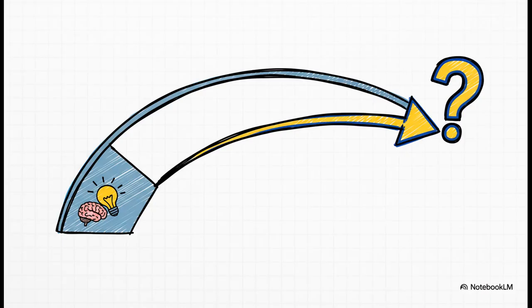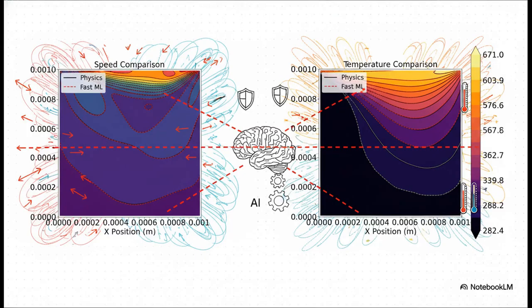But here comes the real test for any AI model. Can it generalize? Can it predict something it has never ever been trained on? So the researchers decided to throw it a major curveball. They trained the AI on data up to 200 meters per second, and then they tested it on an extreme case at 800 meters per second. That's 4 times faster than anything it had ever seen before. And the result is, honestly, just stunning.